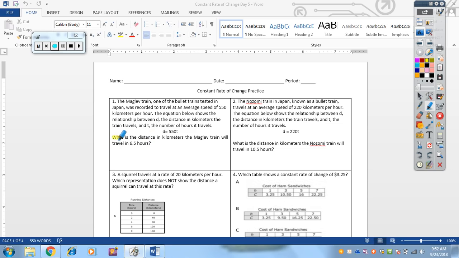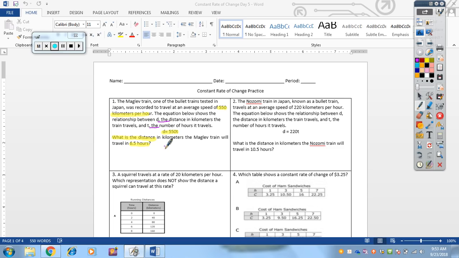So our question is, what is the distance? And then we've got some important information. Go back and highlight or underline or circle some of that. Now it says D is the distance and T is the number of hours. I think T stands for time. That's why it's weird that it's T for hours.